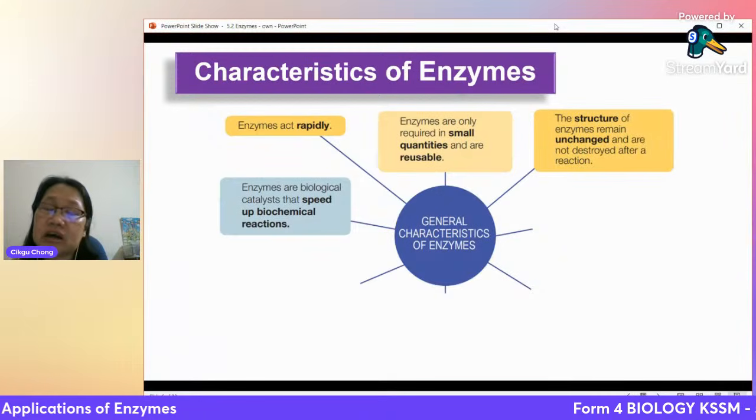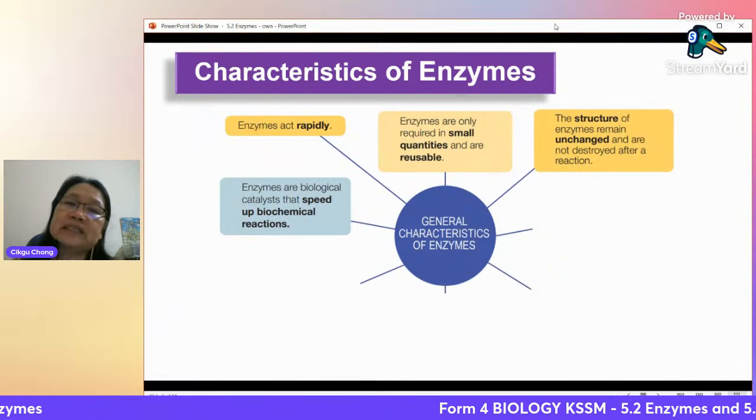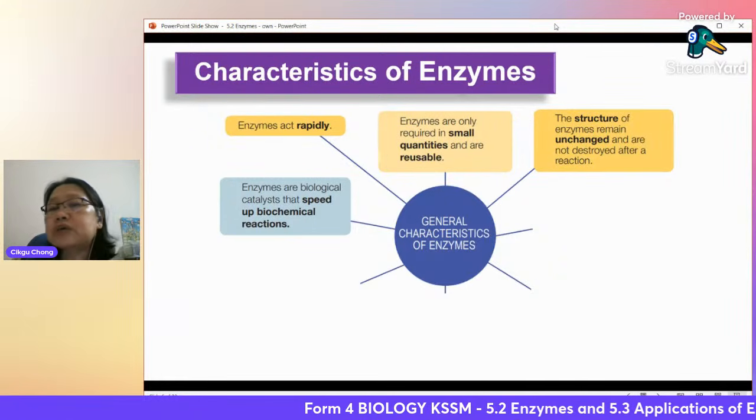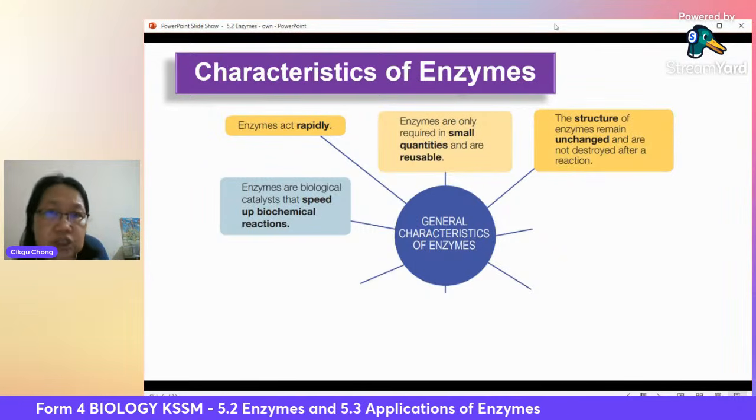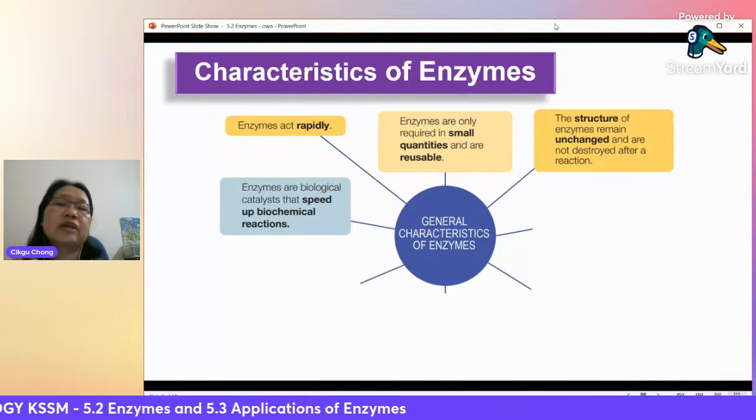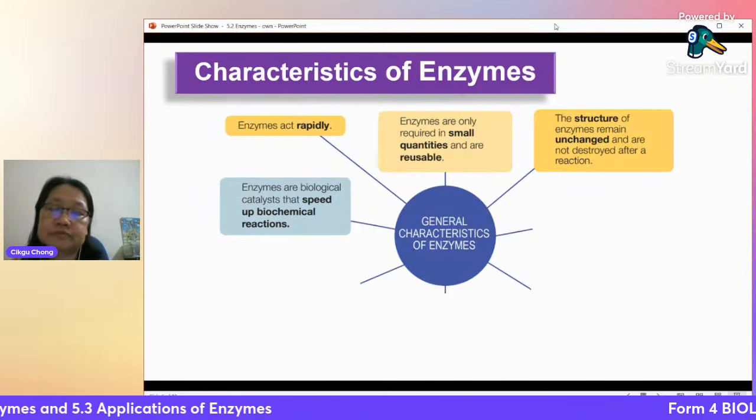Next characteristic, the structure remains unchanged. This is what it means. That's why you do not need to have a lot of enzyme. They remain unaltered, unchanged, undestroyed after a reaction.